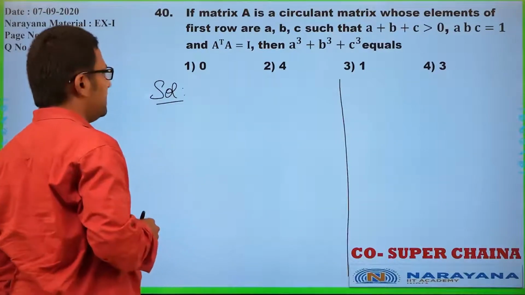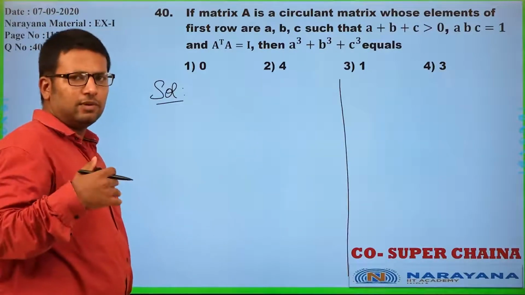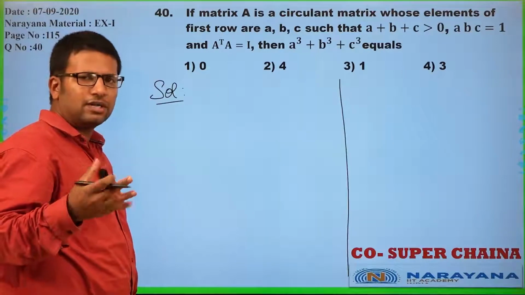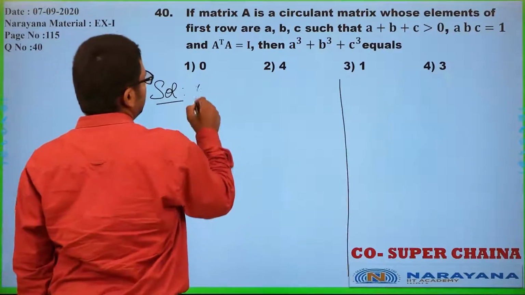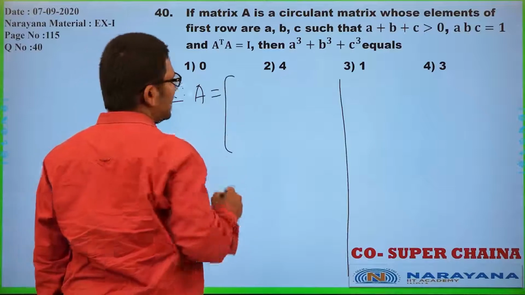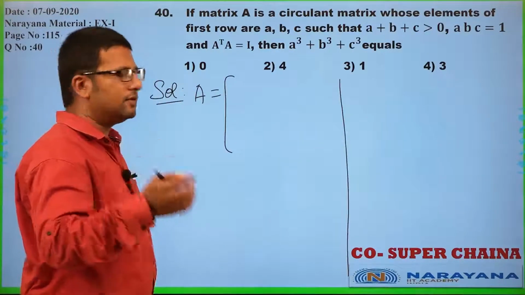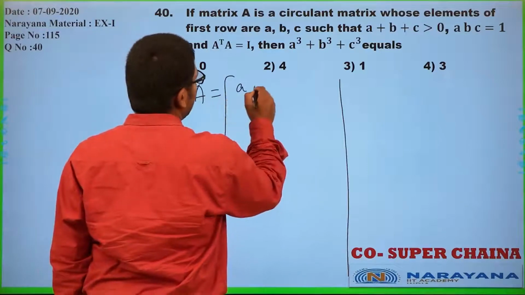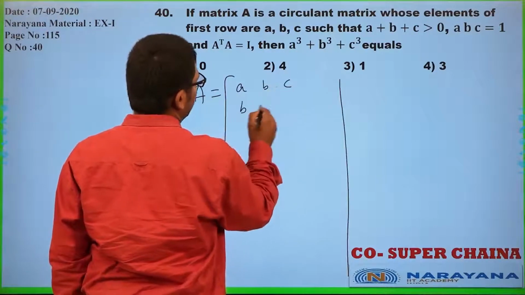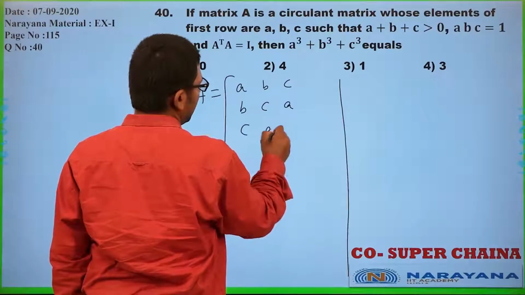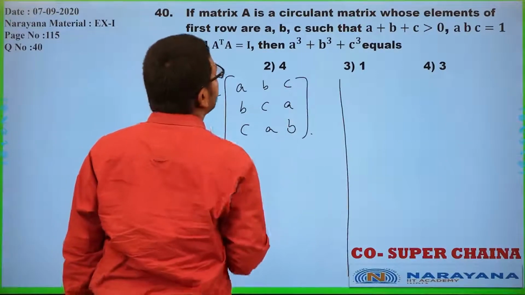Matrix A is a circulant matrix. I am not sure whether you have learnt the term circulant matrix or not, but there is nothing special about it. You should just know that a circulant matrix is one in which three elements a, b, c are taken in a cycle. So matrix A is a, b, c, b, c, a, c, a, b.